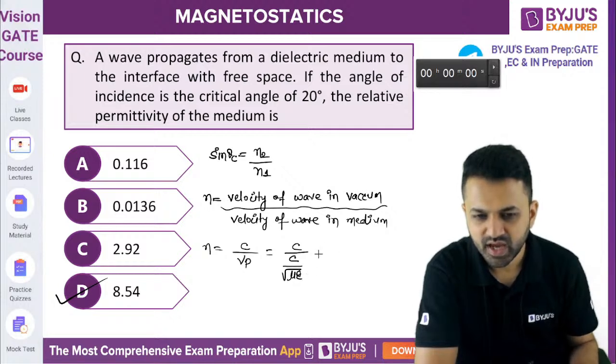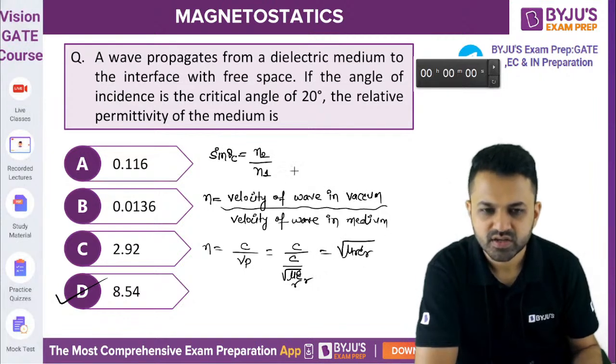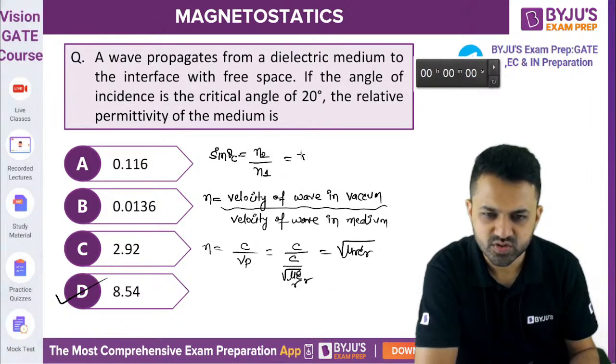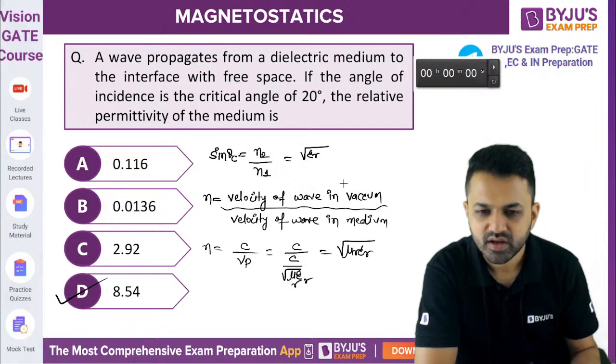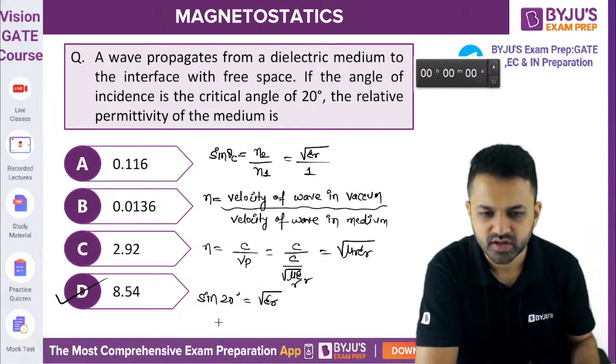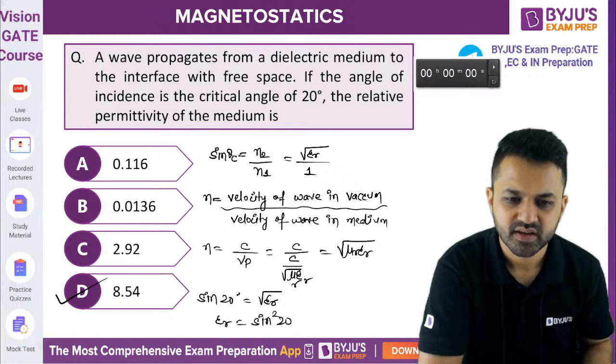So here the c and c will get cancelled, so it will be root over mu r epsilon r. So now you can write this as, for the second medium, your dielectric, root over epsilon r. Mu r we are considering 1, and this is air. So sine 20 equal to root over epsilon r. So epsilon r is equal to sine square 20. Is it, or something different?